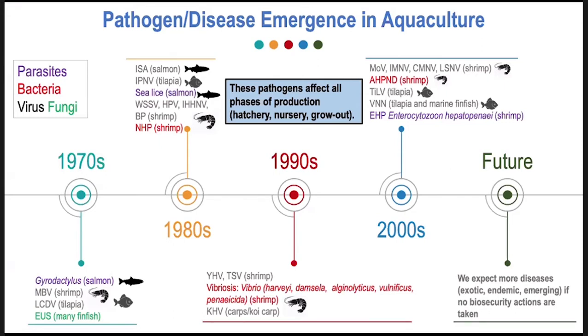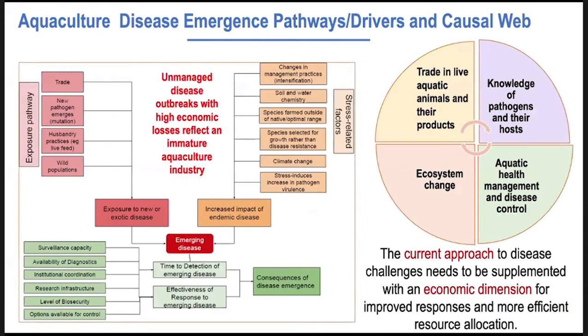So there are many factors that contribute to this disease emergence in aquaculture. As you can see on the right-hand slide here, they can be categorized into 4 major pathways, which include trade in live aquatic animals and their products, knowledge of pathogens and their hosts, aquatic health management and disease control, and finally, ecosystem change. And on the left side is a causal web, which shows that emerging diseases in aquaculture may occur due to the introduction of new diseases through various exposure pathways, or due to an increased impact of diseases that are already present, which are known as endemic diseases. And the inability to deal with these diseases will negatively affect the sustainability of the aquaculture sector.